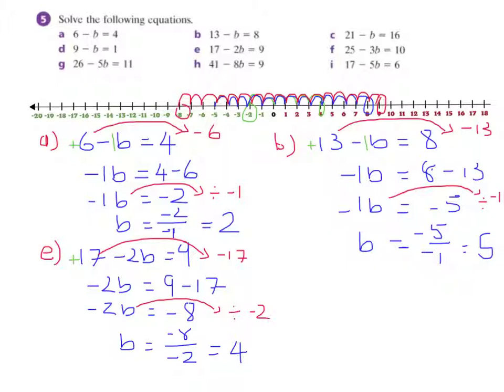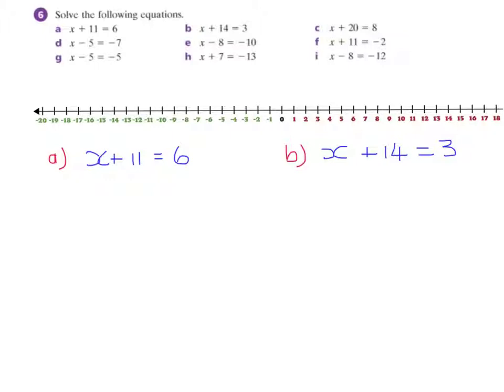So I can do a double check with all of these as well, just to make sure I'm on the right track. If I put that 2 in there, 6 take 2 equals 4. Correct. If I put my 5 in here, 13 take 5 equals 8. Correct. If I put this in here, 4 times 2 is 8, 17 take 8 is 9. So you can always do a double check. Hopefully that'll get you started on these ones. They're not as straightforward, but just keep following your steps. Good luck.